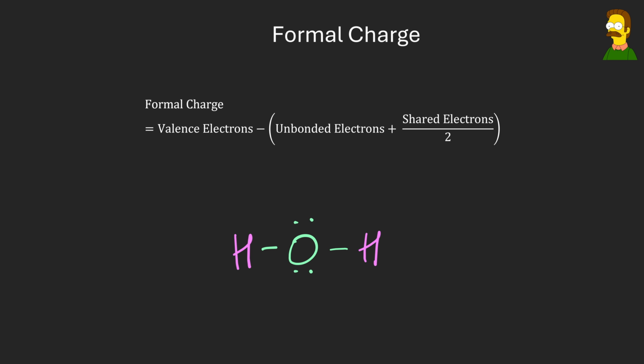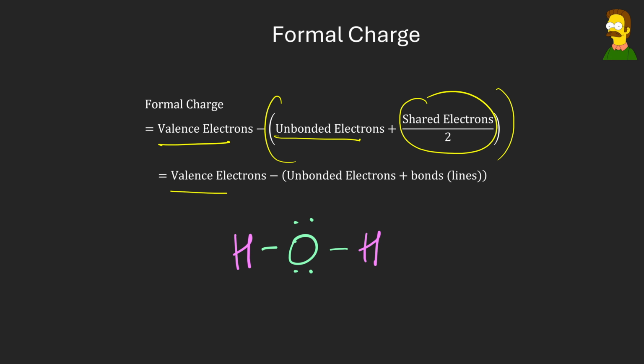What is formal charge? Well, total number of valence electrons on an atom. Valence electrons, what's valence electrons? Well, get the periodic table. Remember atomic structure? Yeah, check that video out. Minus, in brackets, all the unbonded electrons plus shared electrons by 2. Now, shared electrons by 2. You remember that this is a covalent bond, right? Each of these are basically 2 electrons that we're representing with one line each, right? So I can also write the same formula as valence electrons minus unbonded electrons plus the number of bonds or the lines itself, okay?